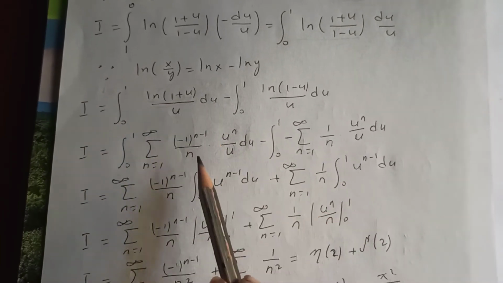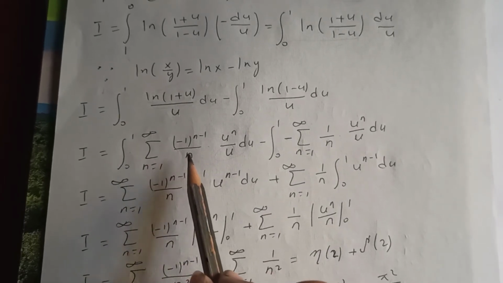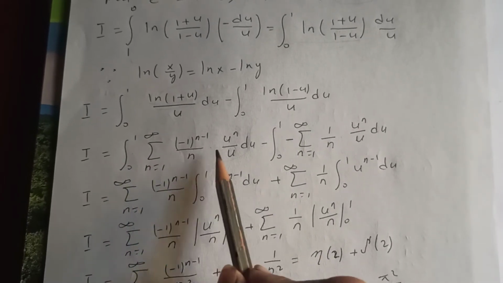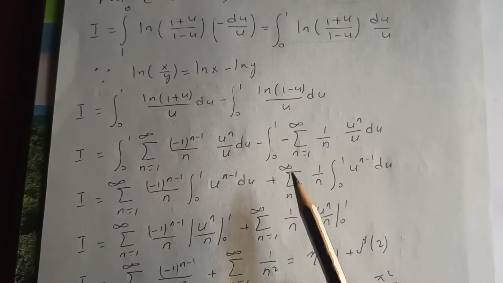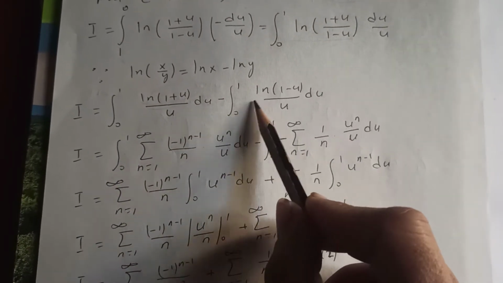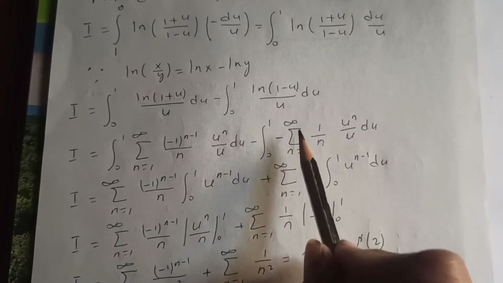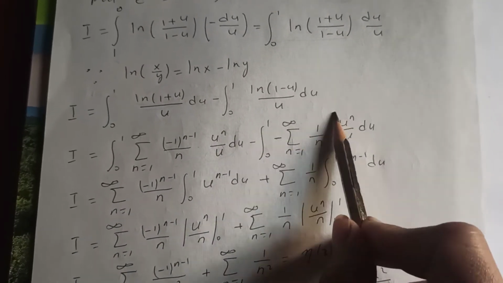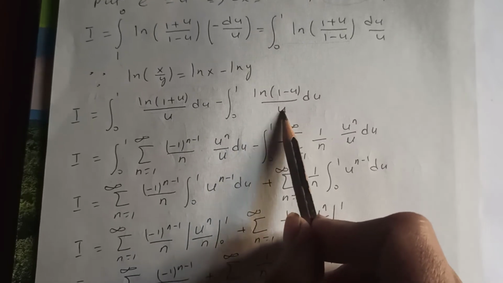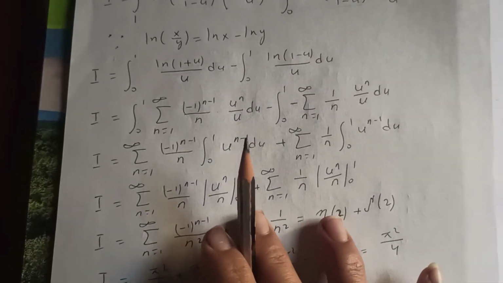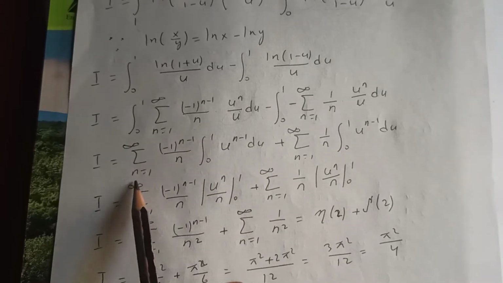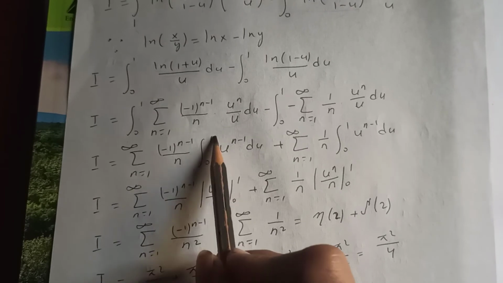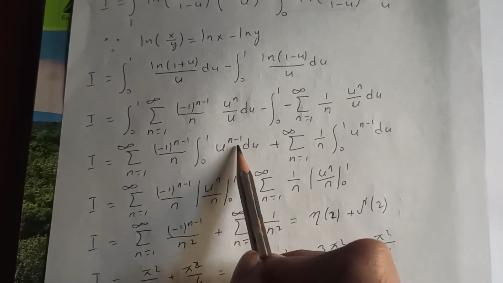And log of (1 + u) is the sum from n equal to 1 to infinity of (-1)^(n-1) over n times u^n. That is the expansion for log(1 + u). Minus the integral from 0 to 1 of log(1 - u), which is negative sum from n equal to 1 to infinity of 1 over n times u^n, divided by u du. Now interchanging the integral and summation sign, the sum from n equal to 1 to infinity of (-1)^(n-1) upon n times the integral from 0 to 1 of u^(n-1) du.